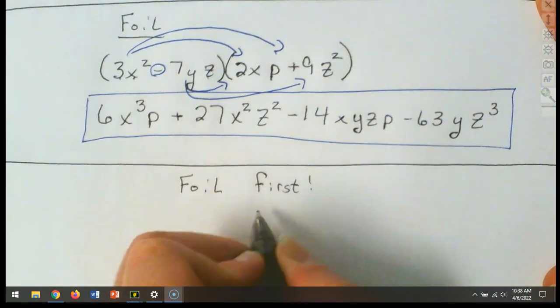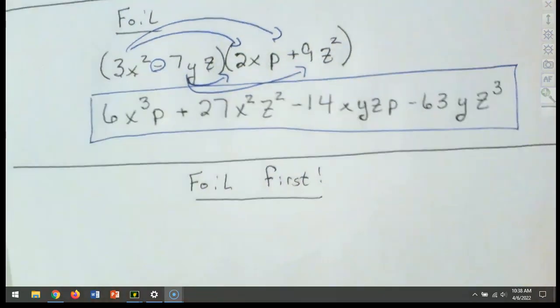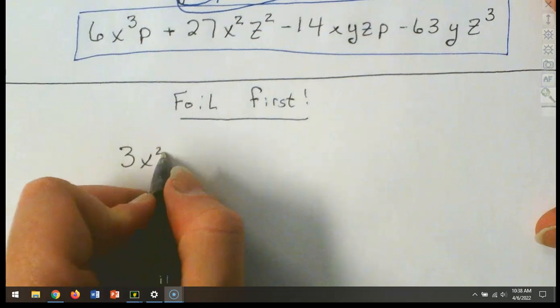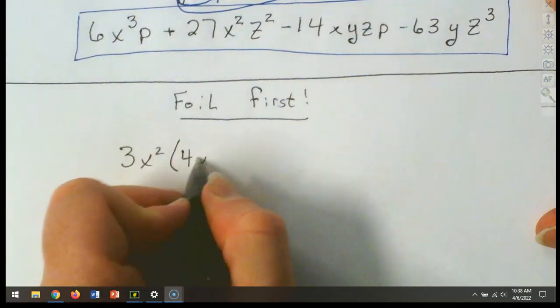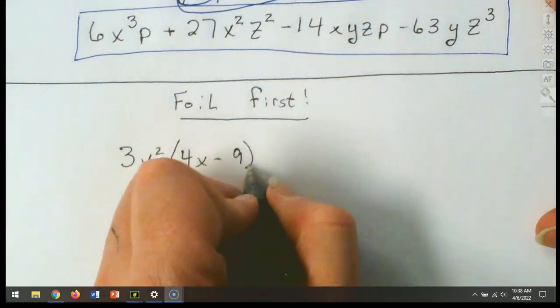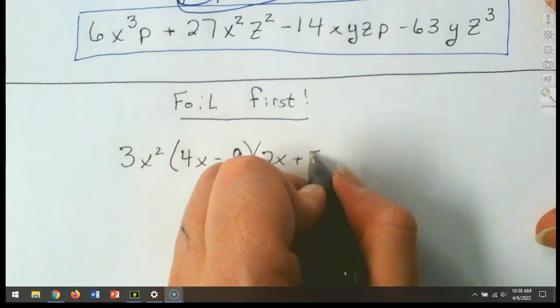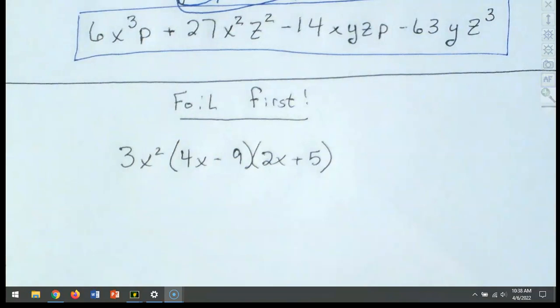So when you work these out, you're always going to FOIL it first. So let's say we have 3x squared times (4x minus 9)(2x plus 5). Okay, so I want you to work this one out. When we look at this, this is order of operations. In order of operations, remember, we do our parentheses first. So we're going to FOIL it out first. That's the first thing that we do.